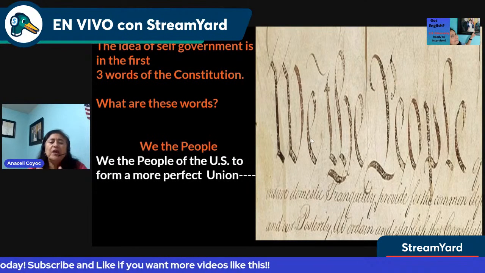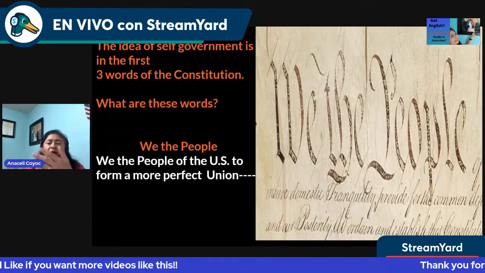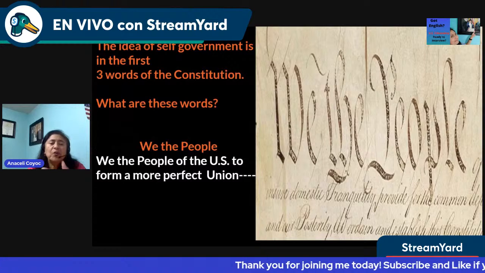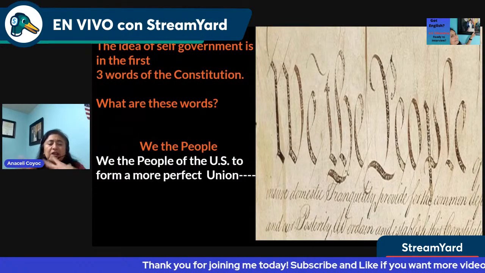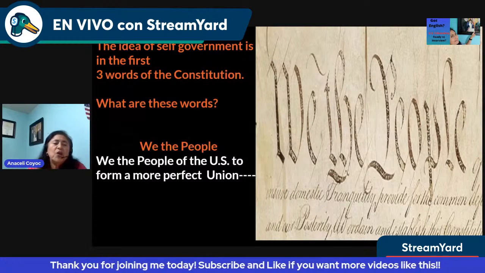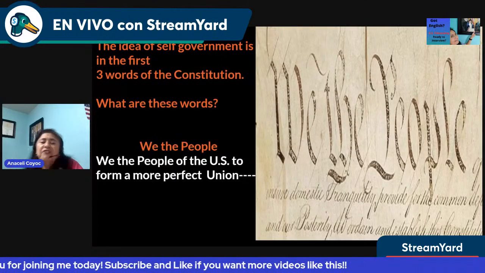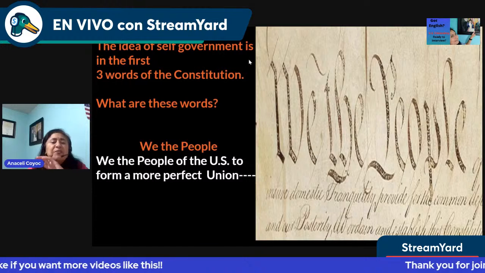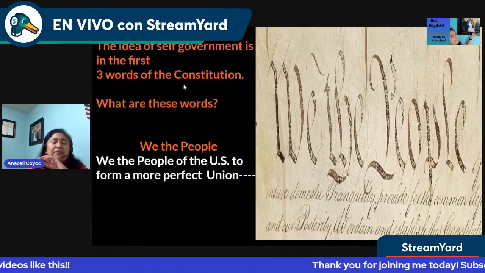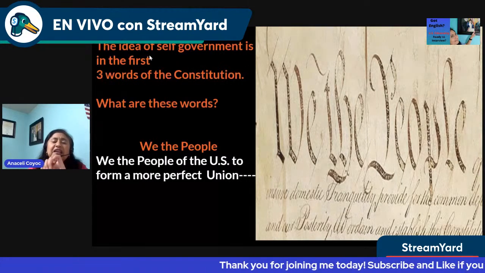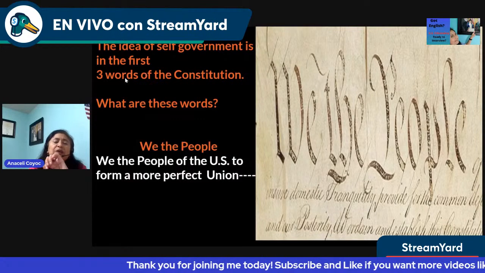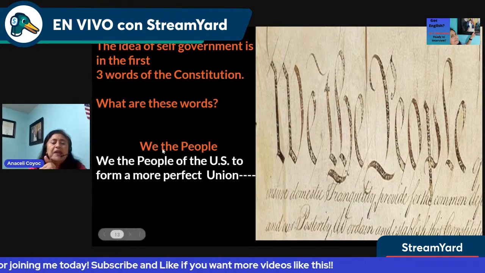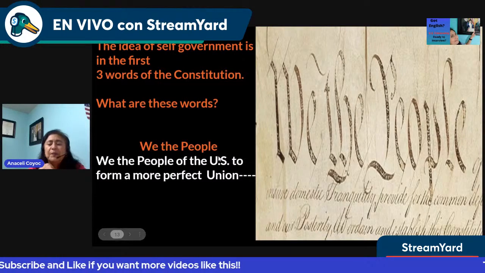We the people. We have a representative democracy. We the people, in order to have a good government, a perfect union. This is how we self-govern ourselves. So the idea of self-government is in the first 3 words of the Constitution. And the 3 words are, we the people.